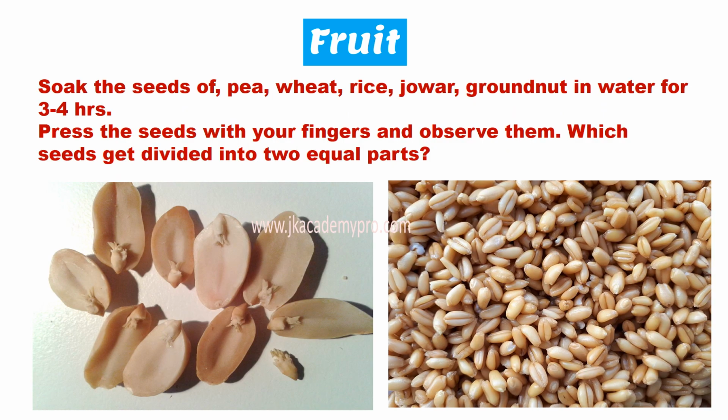Try this activity. Soak the seeds of pea, wheat, rice, jowar, and groundnut in water for a few hours. 3 to 4 hours would be sufficient. Now, after 3 to 4 hours, press the seeds with your fingers and observe them. Which seeds get divided into two equal parts and which seeds do not divide into two equal parts? So, observe and jot down your observations on a piece of paper.